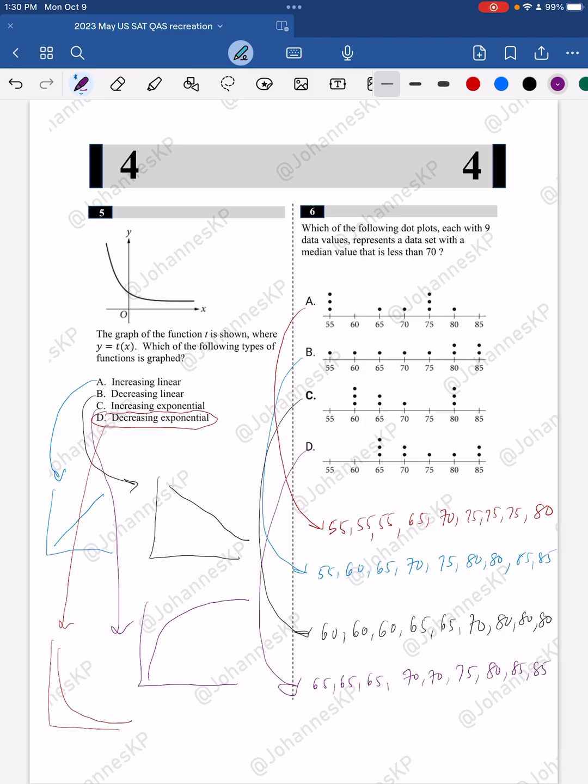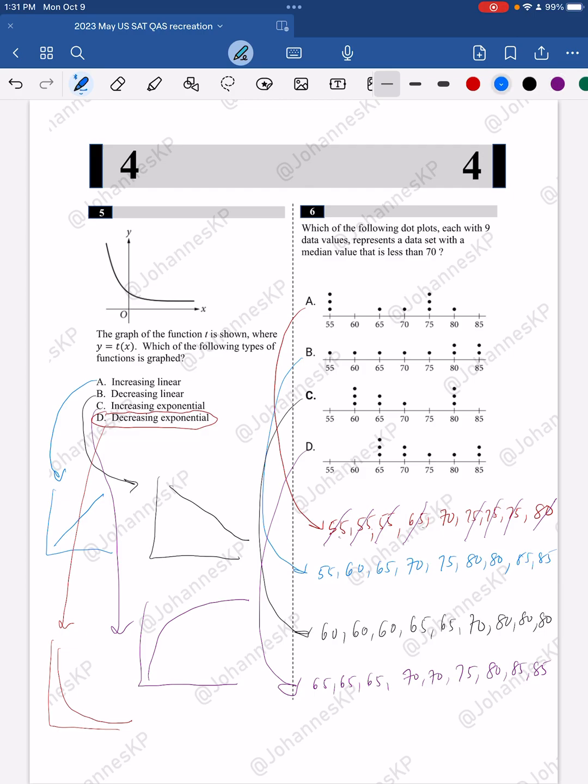Now if you notice, they are all 9 values: 1, 2, 3, 4, 5, 6, 7, 8, 9. So they are all 9 values as the question says. Now, which of them represents a median value that is less than 70? Because there are 9 values, the middle will be just one number. So for the first one, how do we find the middle number? We cancel one from the front and one from the back, again and again. The median here is 70, not less than 70, so the answer is not A.